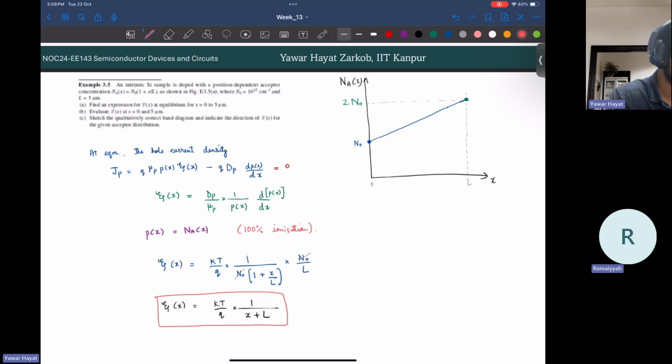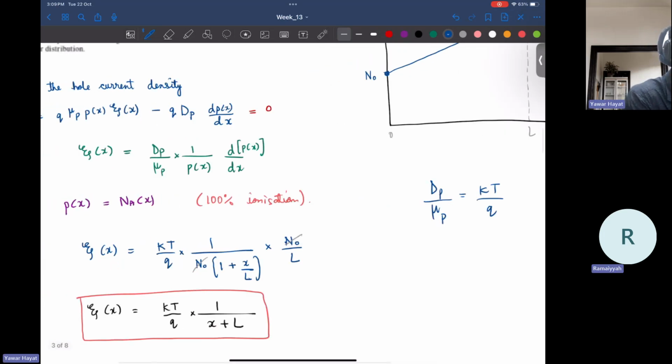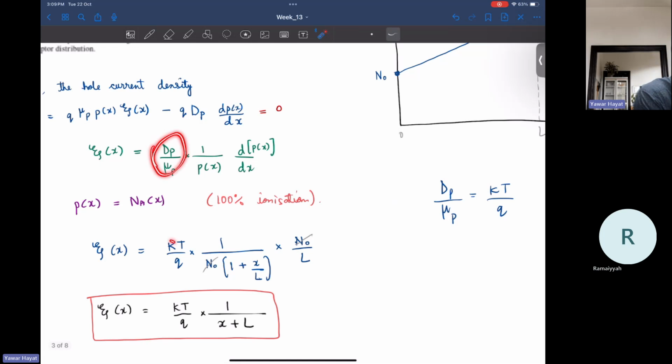Sir, how did we get kT by Q? For kT by Q, I used Einstein's relation. You know this relation? Dp by mu p is kT by Q. Yes, sir. That is what I used. I substituted this with this.